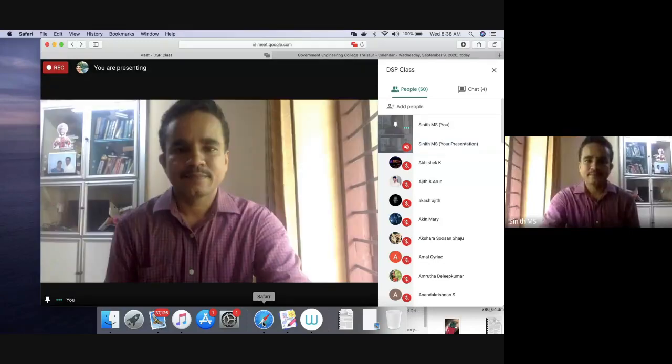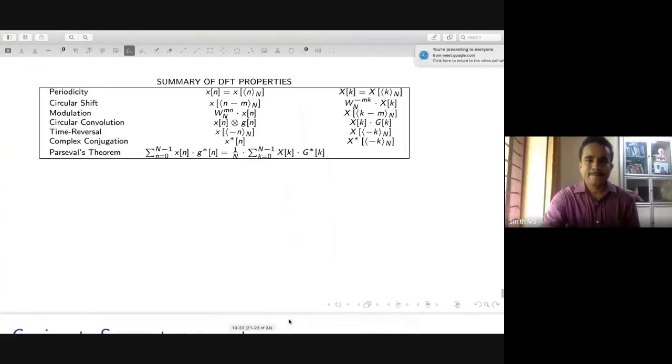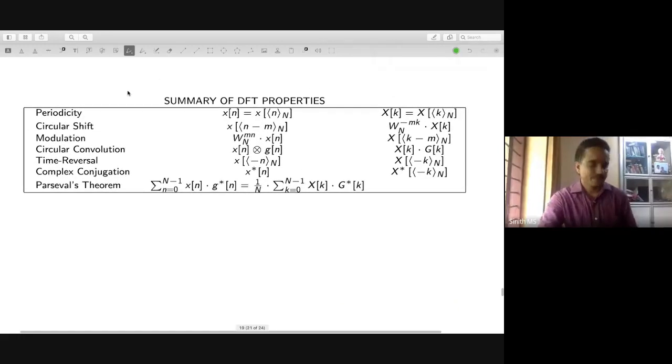So today we shall see the properties of DFT. We have already studied properties of Fourier transform, Z transform, etc. So we shall today see the properties of DFT and compare it with the properties of Fourier transform, Z transform, etc. Okay, so we'll start with the presentation. Okay, so these are the properties of DFT. We have seen the different properties of Fourier transform, Z transform, etc. So we shall see what are these properties.